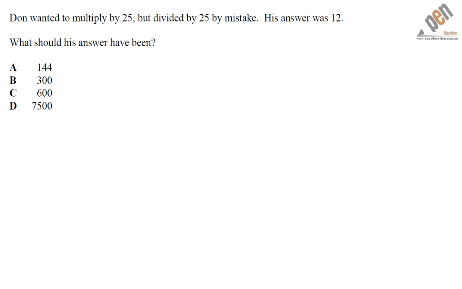First, we start with his answer. His answer was 12. How did he get this? He divided by 25. What was he dividing by 25? We don't know, so we'll just call that x. We know that x divided by 25 actually gave him 12.